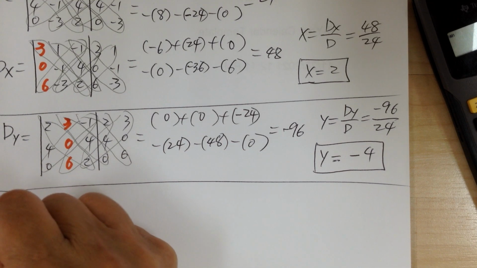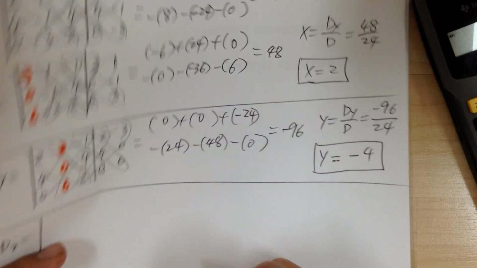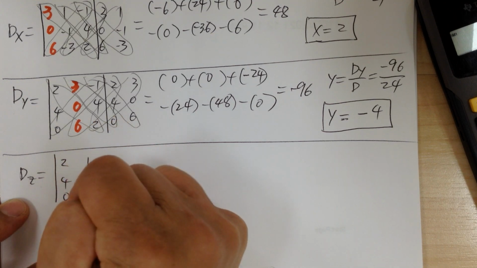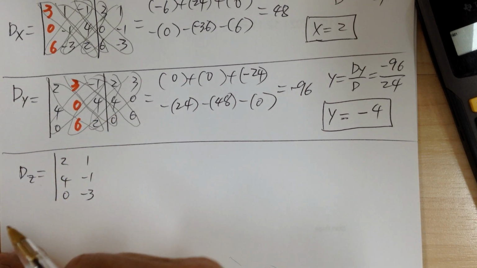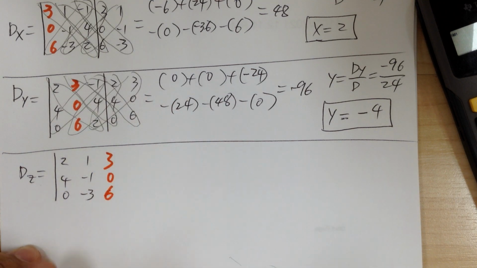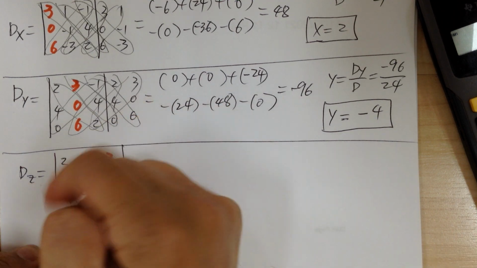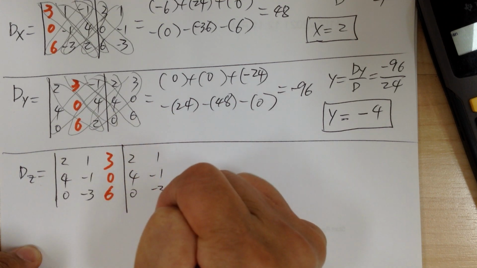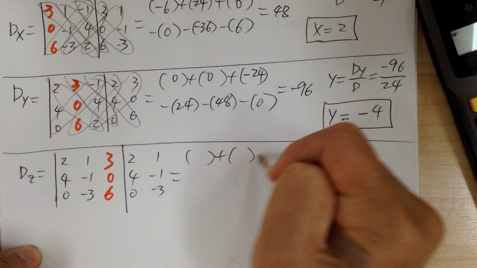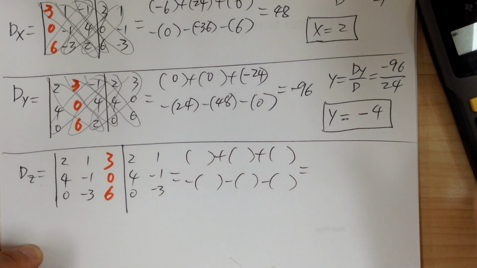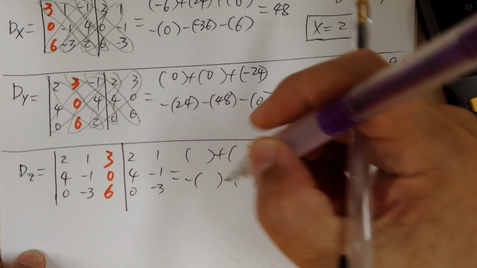Okay, let's go to d of z. So you're going to get 2, 4, 0, 1, negative 3. You have to replace the next one with 3, 0, 6. Okay. So copy the first two columns. Okay, so you're going to get 3 pluses and 3 minuses. Okay, let's do a diagonal.